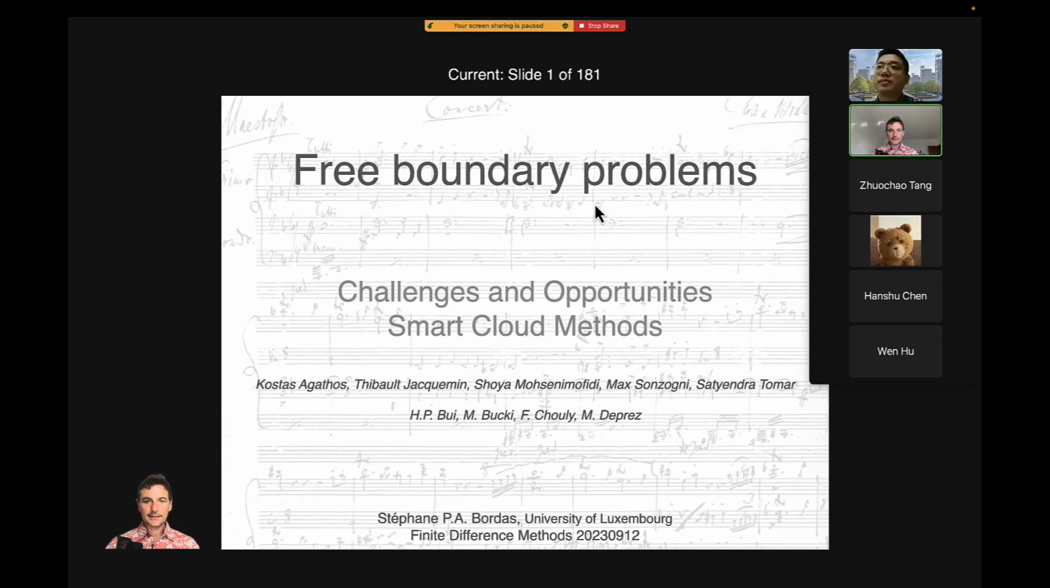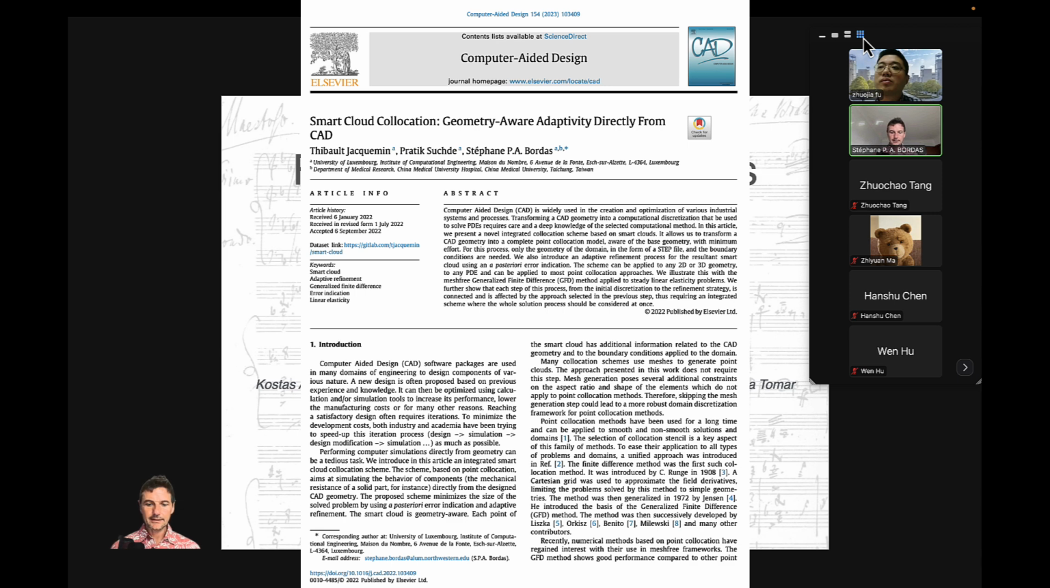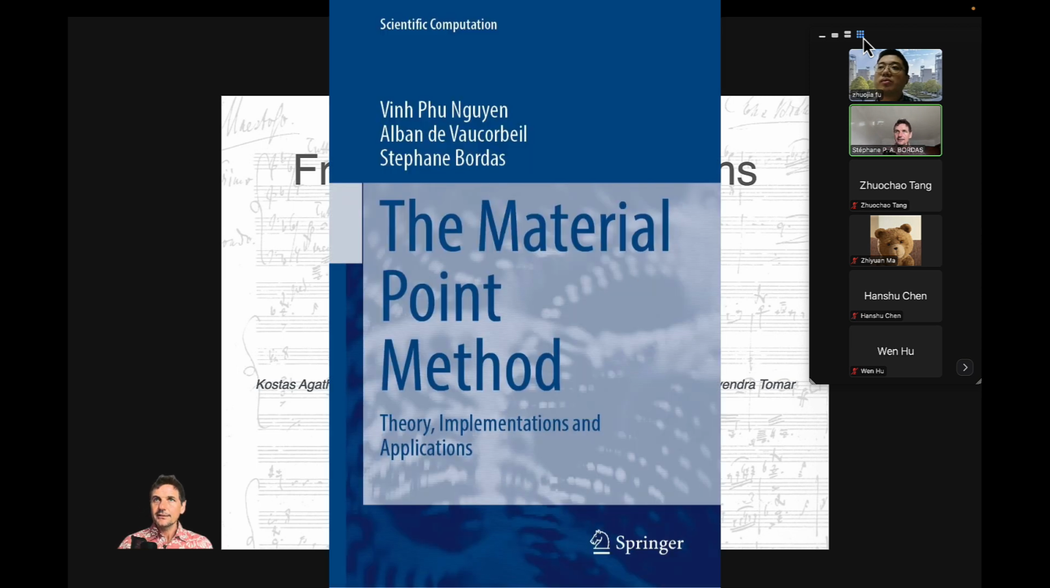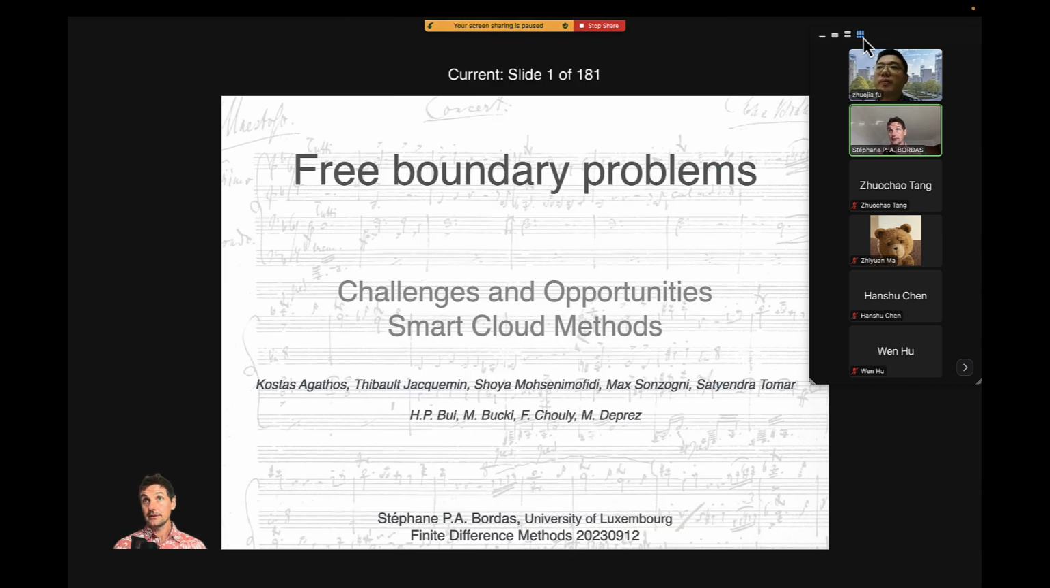So the idea now is to introduce a bit the basics behind what we call smart cloud methods, because I thought before I talk about material point method, which essentially is in the book that we just published with Nguyen Vinh Phu, that I'll give you a reference to, it would be nice also to tell you about some of the new things we've been doing on adaptive point collocation methods, so adaptive clouds, what we call smart clouds.